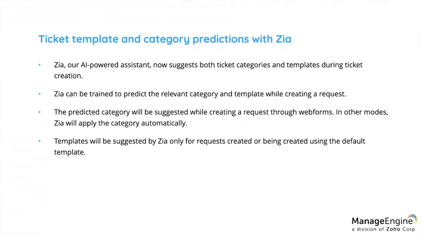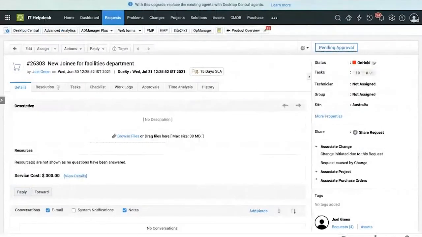If the data is incorrect, you can disable the training and re-enable it based on newly created data. So we are going to see how it is done. The predicted category will be suggested while creating requests through web forms. In other modes, ZIA will apply the category automatically. So the prediction suggestion is only when you do it through the web form. And templates will be suggested by ZIA only for requests created through the portal and when you're using the default request template.